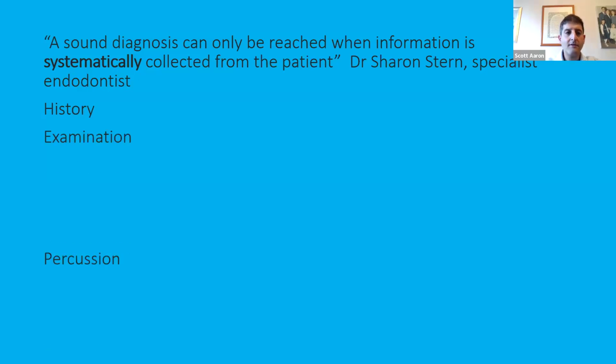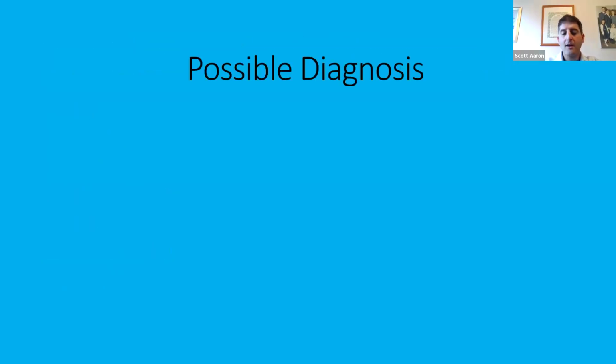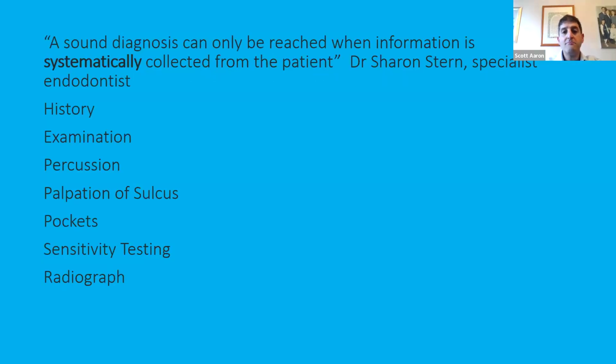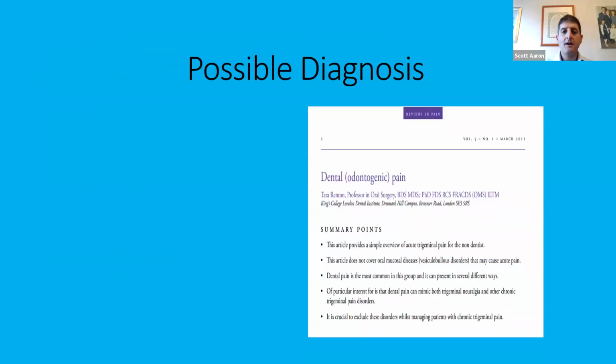We need an examination and then these tests: every single relevant tooth, percussion, palpation of the sulcus, pocket depth, sensitivity testing. Every single relevant tooth, when you've got an emergency patient in front of you, needs those four tests. And then a radiograph. We see what's going on. At the end of that, we have a possible diagnosis. We may not be totally certain, but hopefully most of the time we're fairly confident.